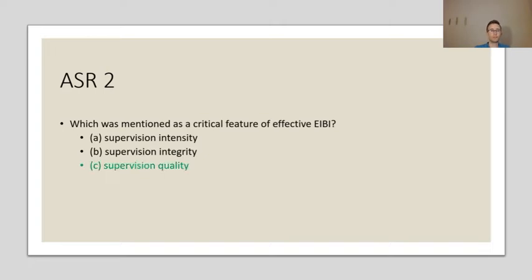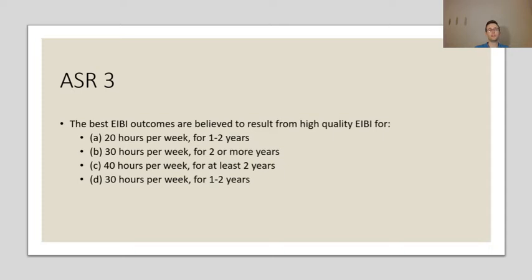Alright, I'll close the poll and the answer is C, supervision quality. ASR 3, the best EIBI outcomes are believed to result from high quality EIBI for A, 20 hours per week for 1 to 2 years, B, 30 hours per week for 2 or more years, C, 40 hours per week for at least 2 years, or D, 30 hours per week for 1 to 2 years.